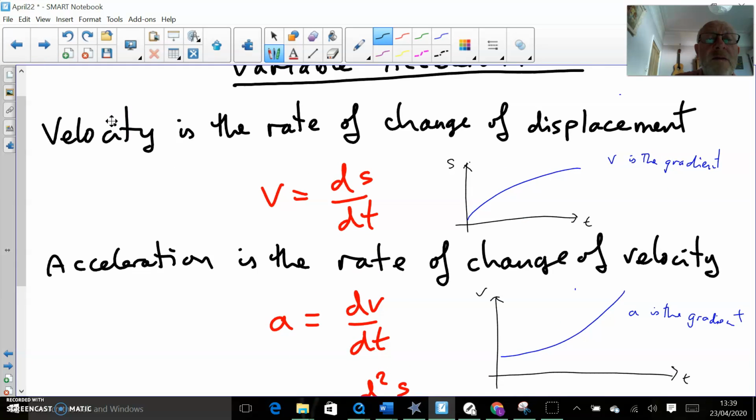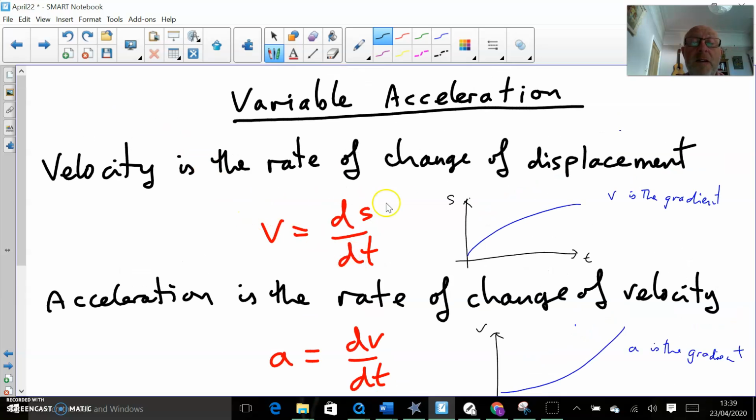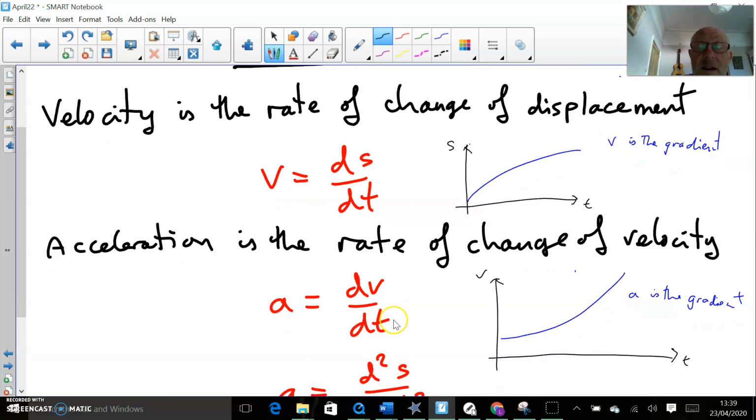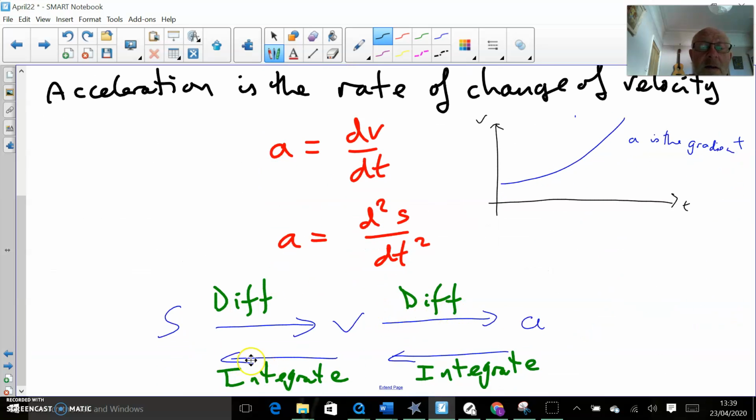Going back to variable acceleration, if you remember, velocity is a rate of change of displacement, so v is ds by dt. Acceleration is a rate of change of velocity, so a is dv by dt. And so if you want to go from s to v to a, you differentiate. And because integration is the reverse of differentiation, in order to go from acceleration to velocity, you integrate the acceleration. And in order to go from velocity to displacement, you integrate the velocity, which will be given as a function of time.